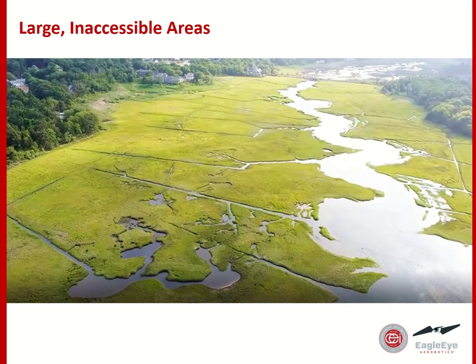Drones are also really useful for getting information from large and inaccessible areas, such as this Cape Cod salt marsh. An area of this size might be difficult or dangerous, or even impossible to access by foot, or even a boat in some of the interior areas of the salt marsh. But a drone allows you in just a few minutes to cover a wide swath of land, collecting all sorts of information very rapidly.